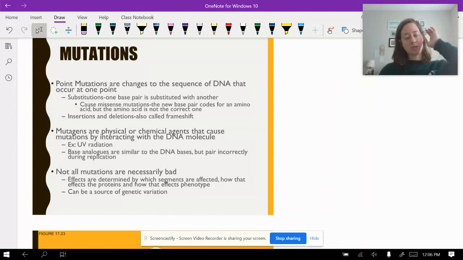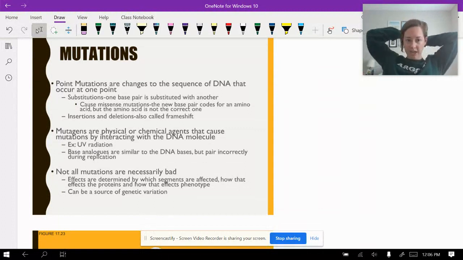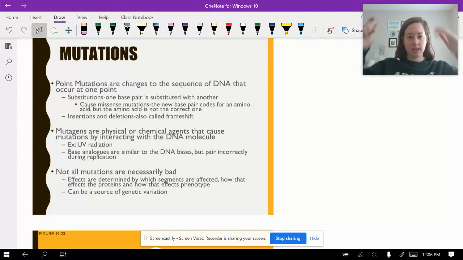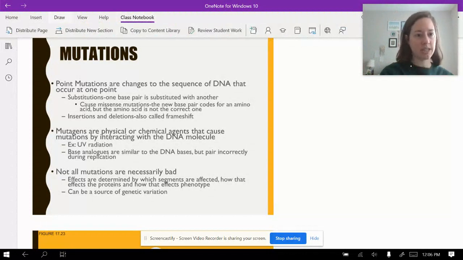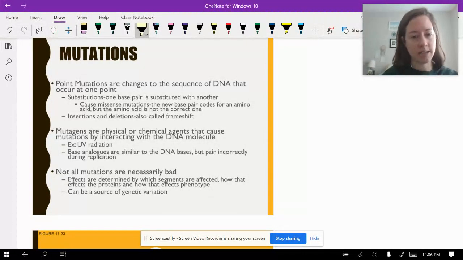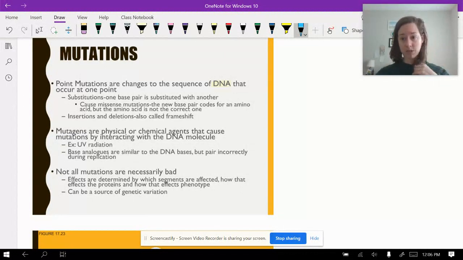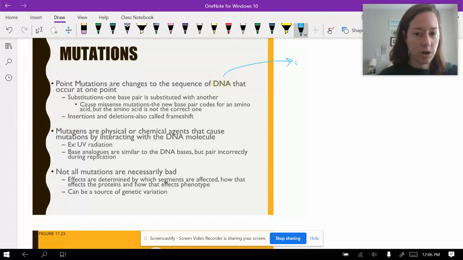Okay, last thing is mutations. So mutations are changes in the DNA sequence. It's really important that they are changes in the DNA sequence and not in the RNA sequence. Mutations happen during mitosis, or during interphase of mitosis, during S phase, during DNA replication. So they occur randomly during S phase.